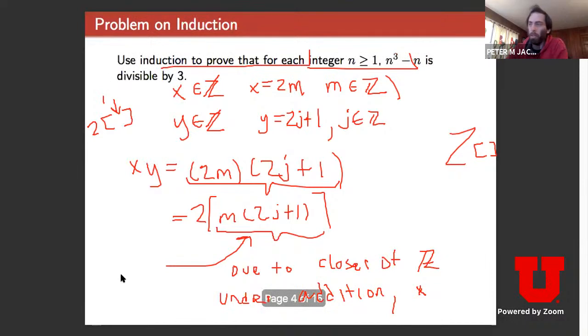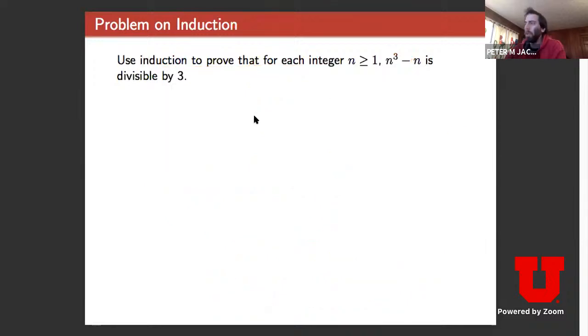So let's move on to this next problem. Use induction to prove that for every integer n greater than or equal to 1, n cubed minus n is divisible by 3. So take a couple minutes and then we'll do it together.